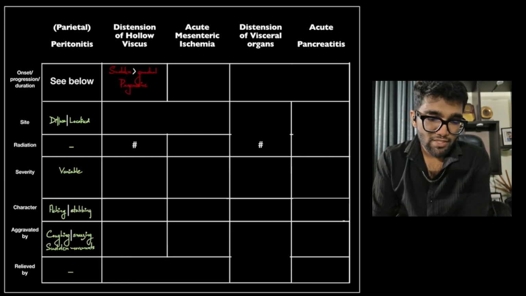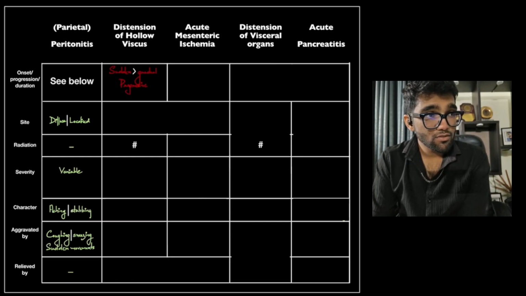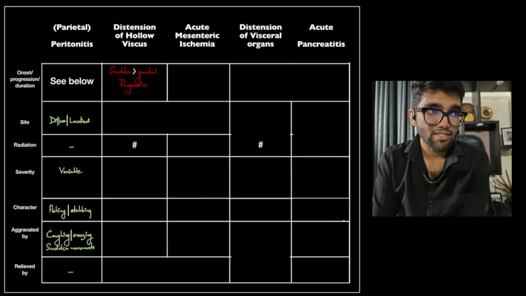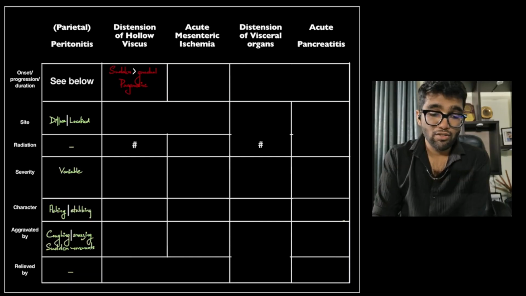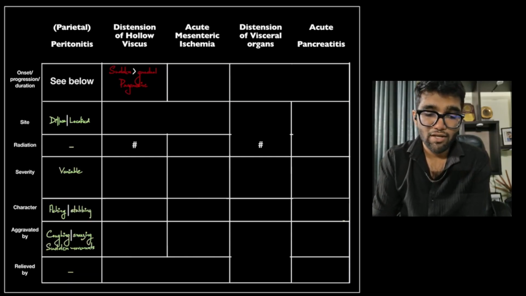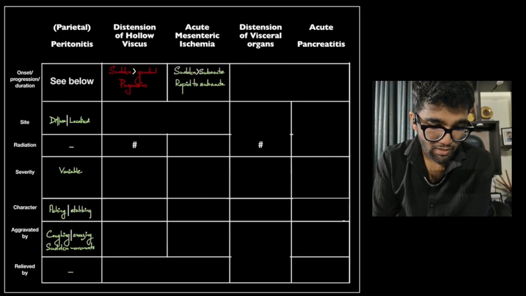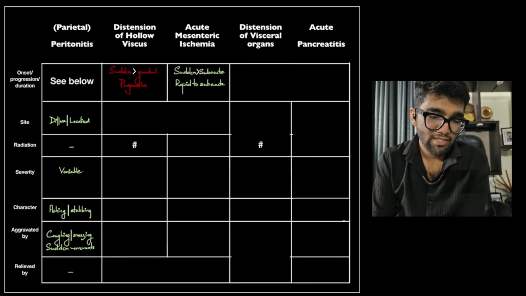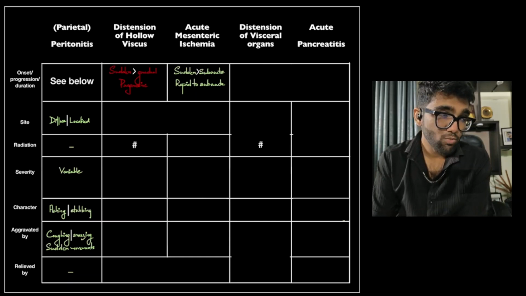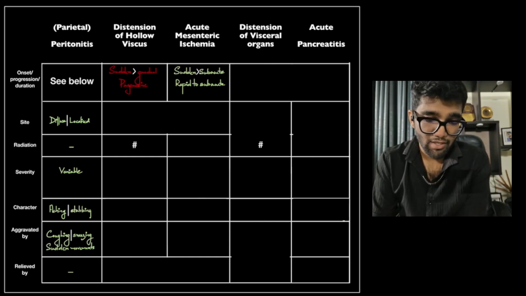Now, with hollow viscus pain, hollow viscuses are hollow because they conduct something, either food, bile, or urine. The pain is due to sudden obstruction due to any cause, and that pain therefore is sudden in onset. It's rarely gradual. When it is gradual, it is often painless. On the other hand, when you have acute mesenteric ischemia, almost always acute mesenteric ischemia is sudden.